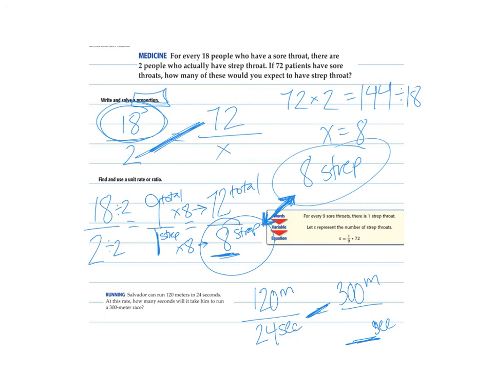7,200 right here. And I'm going to divide that immediately by my leftover number, which is 120. So when I punch in 120, I'm going to get 60. So it will take him 60 seconds to run a 300-meter race.